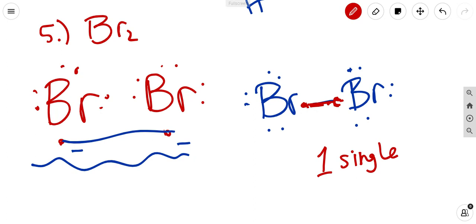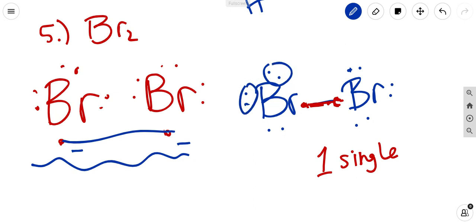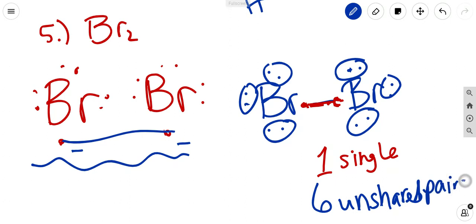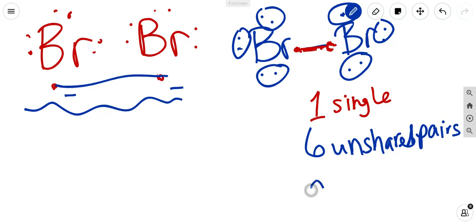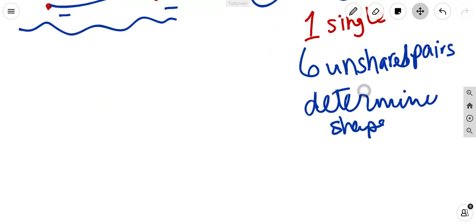And how many unshared pairs? Well, there's a lot. There's 1, 2, 3, 4, 5, 6. There's 6 unshared pairs. And remember from yesterday, unshared pairs do have a job. Unshared pairs determine the shape of the molecule. Okay, so that's checking yesterday's work.